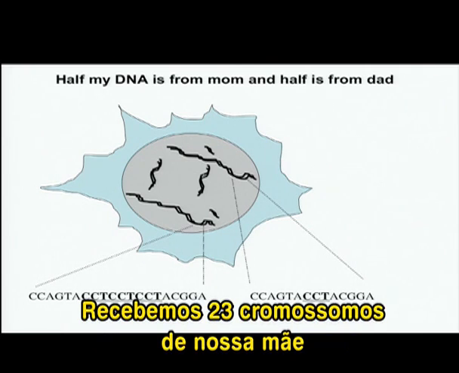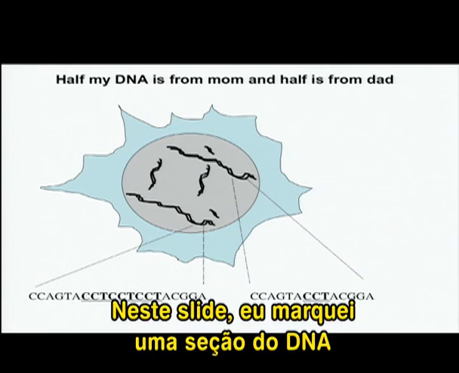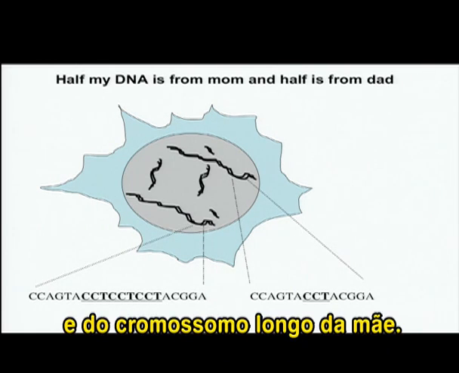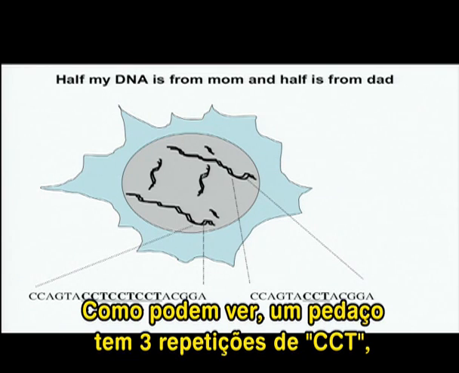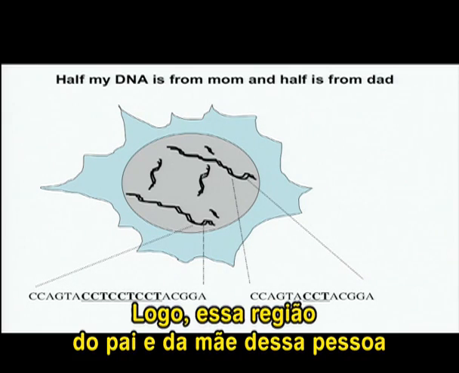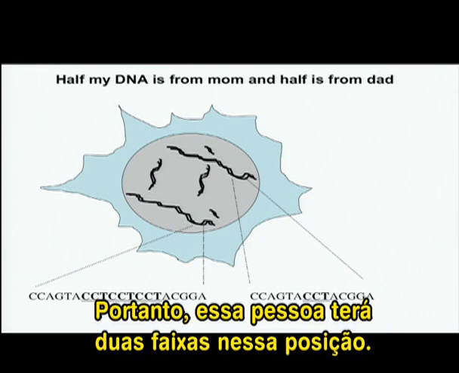You would get 23 chromosomes from your mom and 23 chromosomes from your dad. So here on this slide, I've labeled a section of DNA in the same position of the long chromosome from the father and the long chromosome from the mother. And as you can see, one section has 3 repeats of CCT, while the other section only has 1 region of CCT. Thus, this region from the 2 parents of this person is different sizes. So this person would show 2 bands at this position.